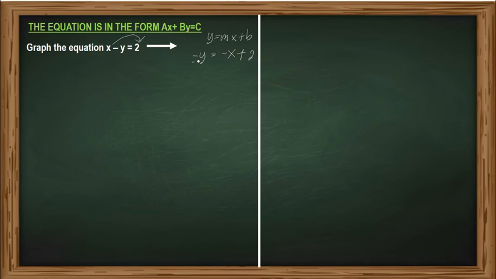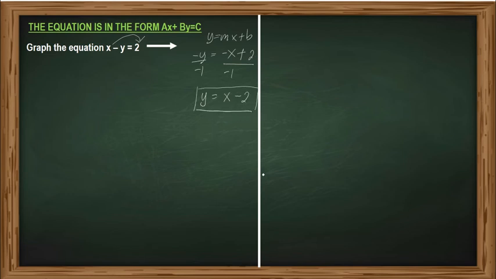Then we are going to make our y positive, because y here is negative, so divide both sides by negative 1. So we have negative by negative is positive, so you have positive x, and positive 2 divided by negative 1 is negative 2.